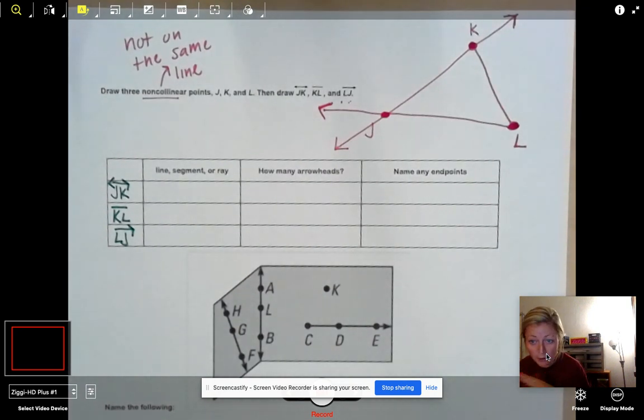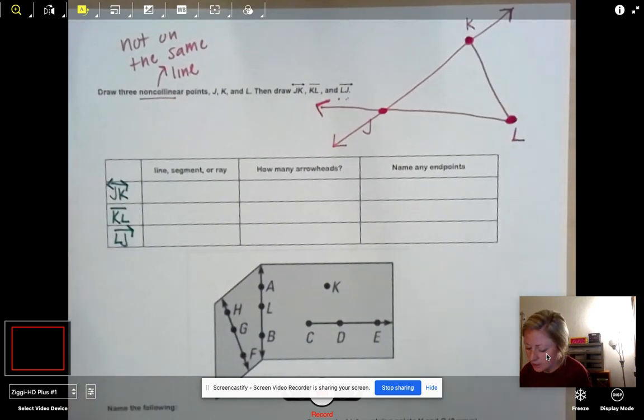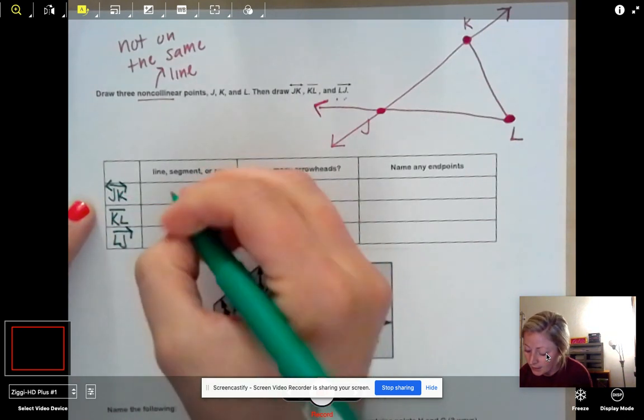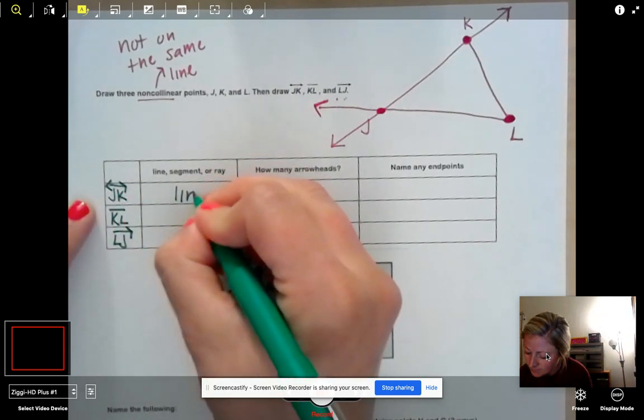So now I'm gonna do it. I hope you tried it. Well, let's see how this goes. So this says line, right? There's 2 arrows on it, so I know it's a line. So JK is a line.